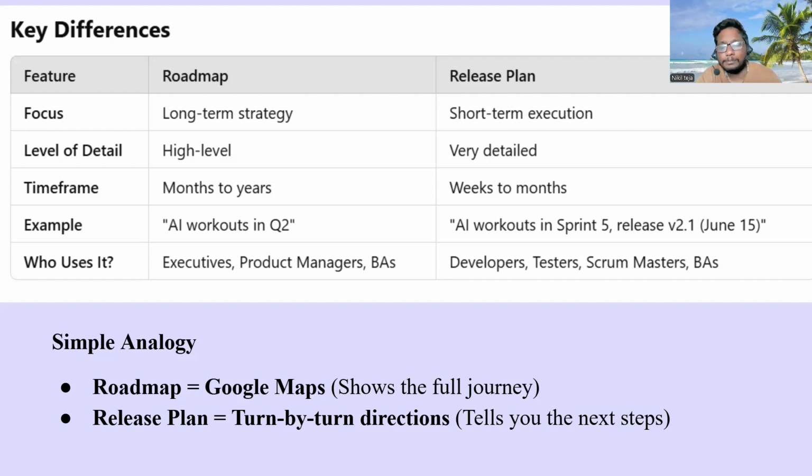Roadmap is like Google Maps, right? In a broader sense, it shows the full journey. Release plan is like turn by turn directions. For example, you are going from point A to point B. It's like 15 kilometers. Roadmap is like the 15 kilometers, but release plan is like turn by turn, telling you which turn you have to take so that you can achieve your destination faster. So that is about release plan and roadmap.